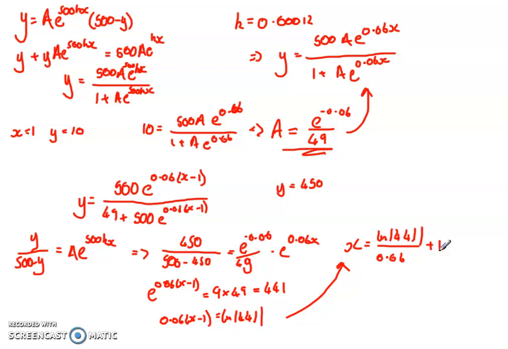And this is the kind of calculation we can just simply plug into a calculator and see what we get. What we end up then getting is 102 to 2 significant figures. Sorry, 3 significant figures. So what that means is that after 102 days, the boy can send off.